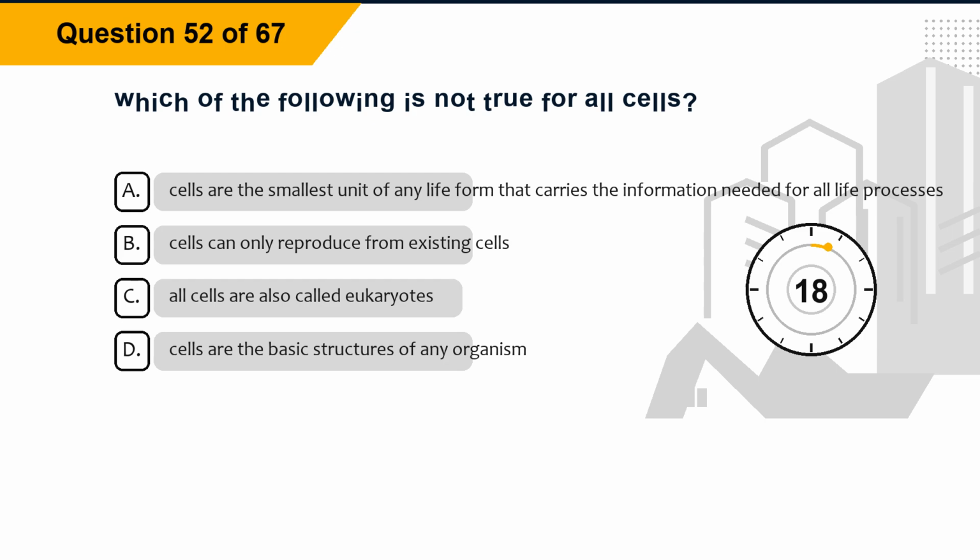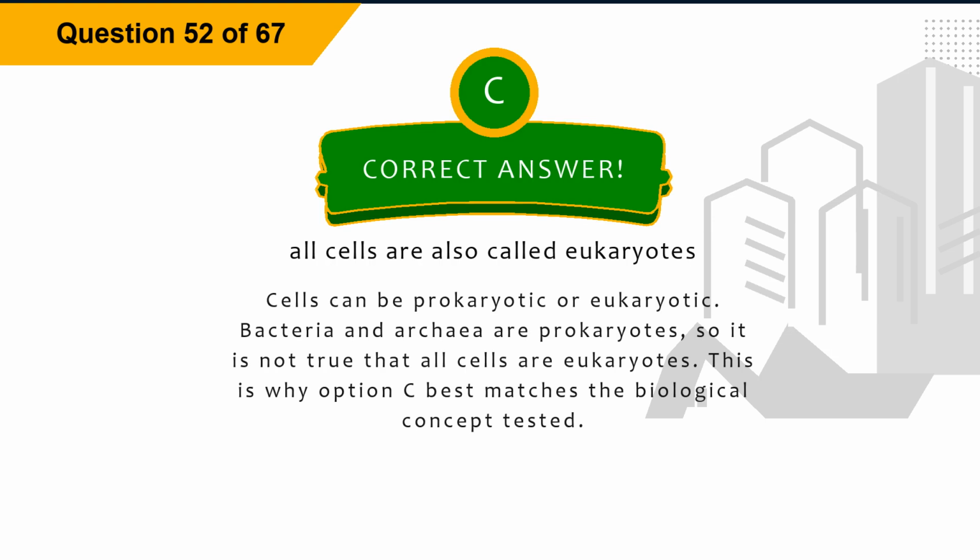Question 52. Which of the following is not true for all cells? Option A. Cells are the smallest unit of any life form that carries the information needed for all life processes. Option B. Cells can only reproduce from existing cells. Option C. All cells are also called eukaryotes. Option D. Cells are the basic structures of any organism. The correct answer is option C, all cells are also called eukaryotes. Explanation. Cells can be prokaryotic or eukaryotic. Bacteria and archaea are prokaryotes, so it is not true that all cells are eukaryotes. This is why option C best matches the biological concept tested.